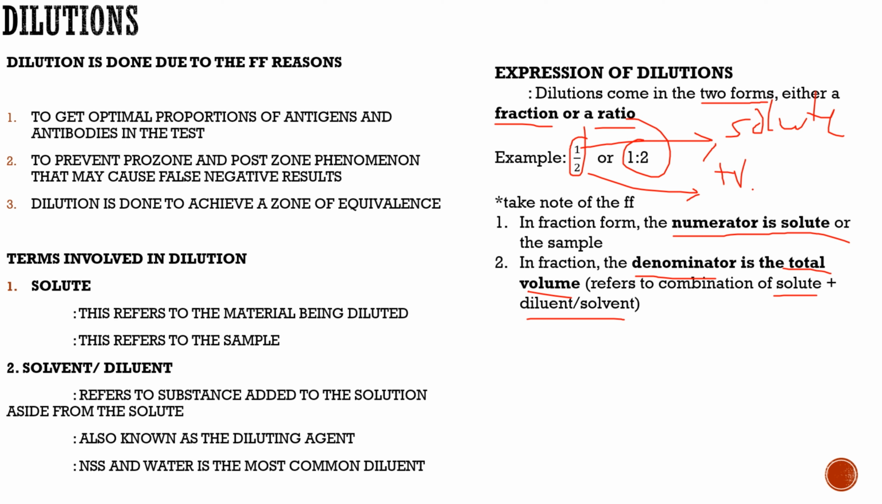Kung ang denominator mo is the total volume which has a value of 2, combination daw siya ng solute. So automatic, ang solute mo is 1. So 1, isubtract mo lang yung total volume, you would get the diluent. So the diluent in this case is 1 ml. So let's try if naintindihan niyo. I want you guys to find out what is the value of the diluent in this dilution. 1 is to 4. So I'll give you time to answer.